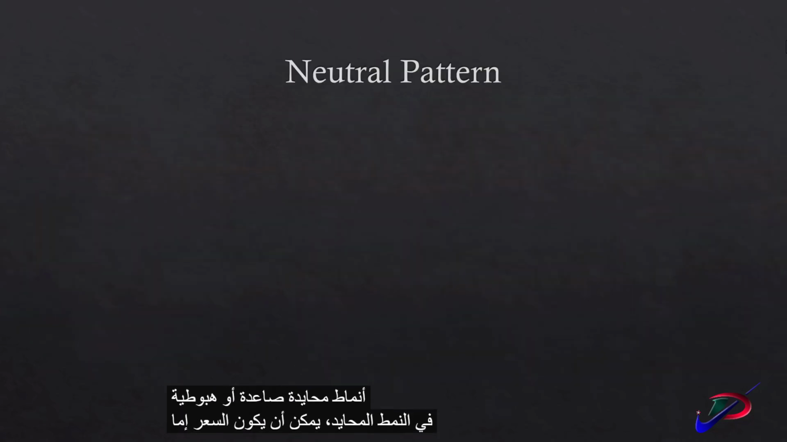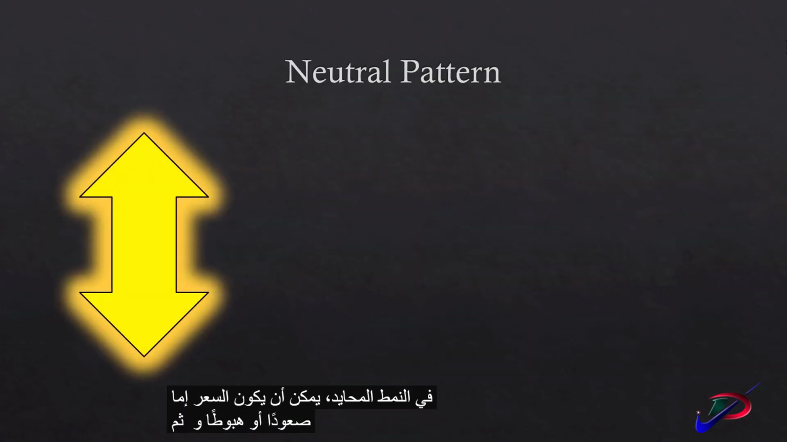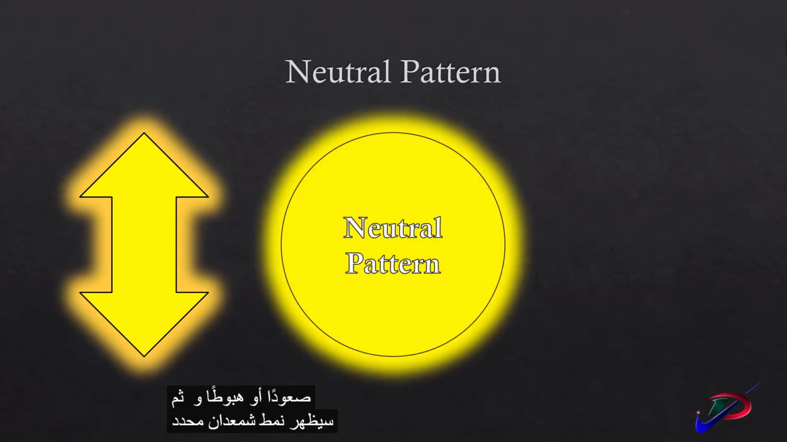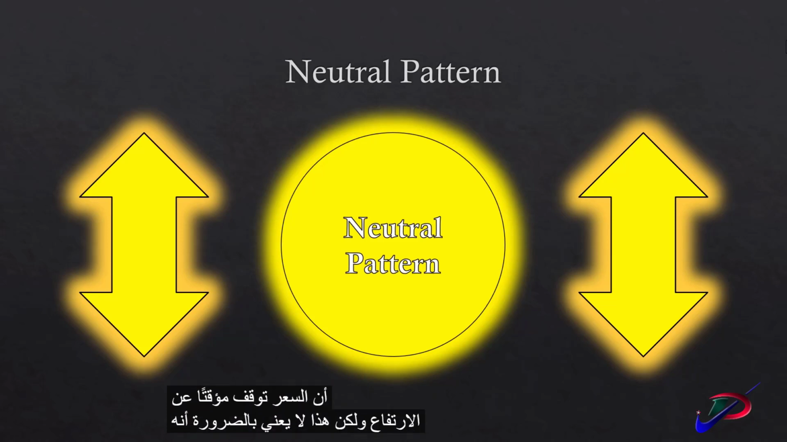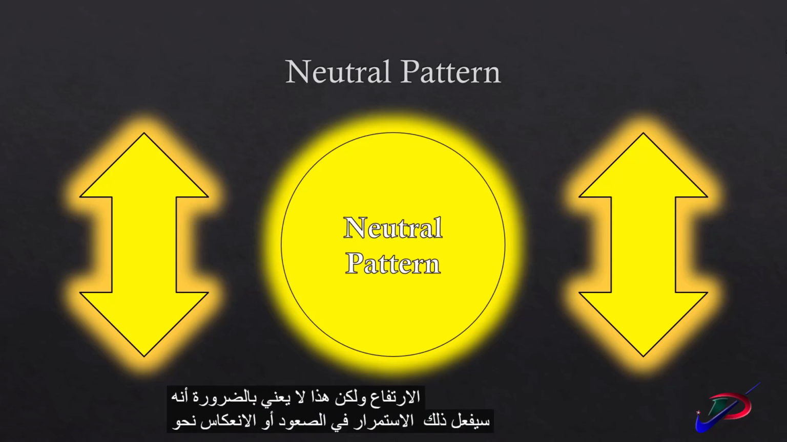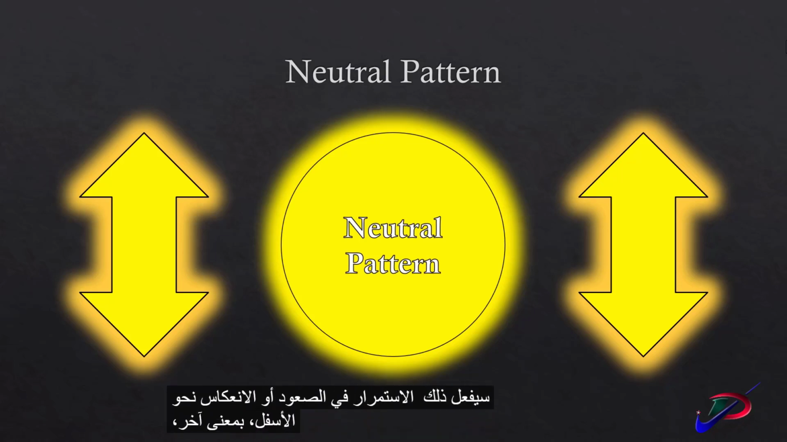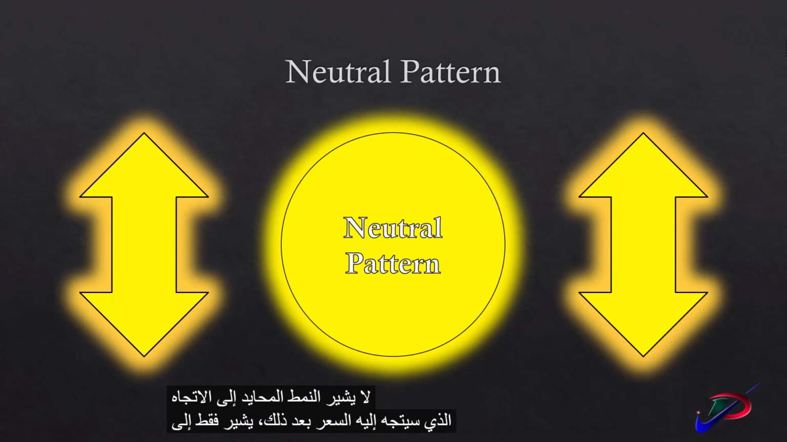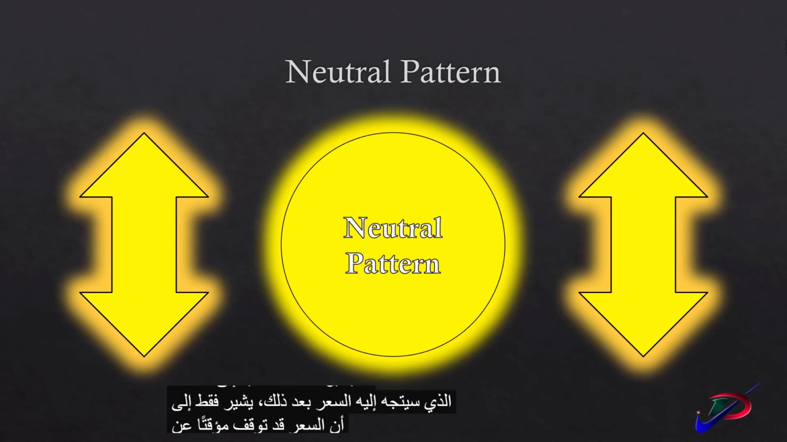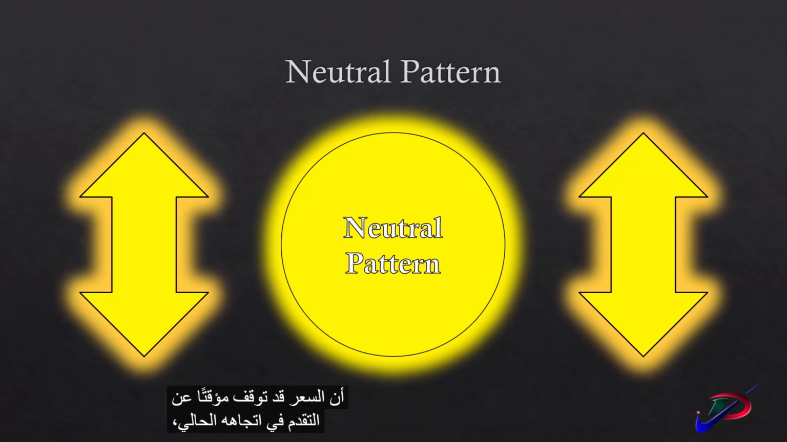In a neutral pattern, price can either be going up or down, and then a specific candlestick pattern will appear to signal that price stopped advancing in its current direction. For example, imagine that price was going up. If a neutral pattern appears, it will indicate that price has momentarily stopped going up, but it doesn't necessarily mean it will continue going up or reverse to the downside. In other words, the neutral pattern doesn't indicate the direction that price will go next. It just indicates that price has momentarily stopped advancing its current direction.